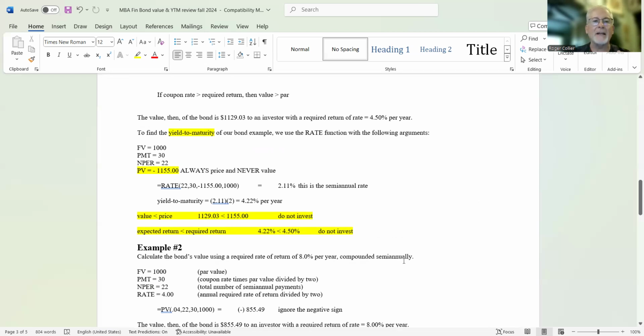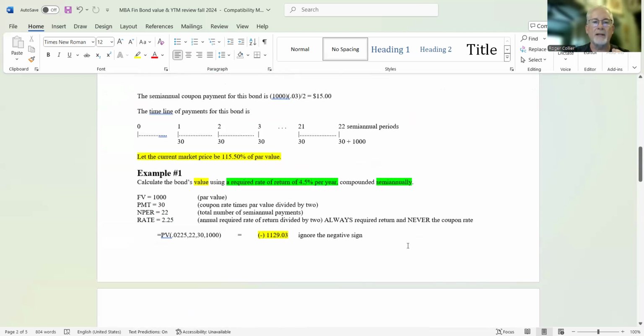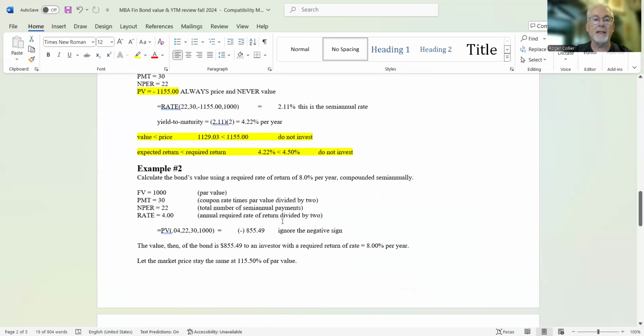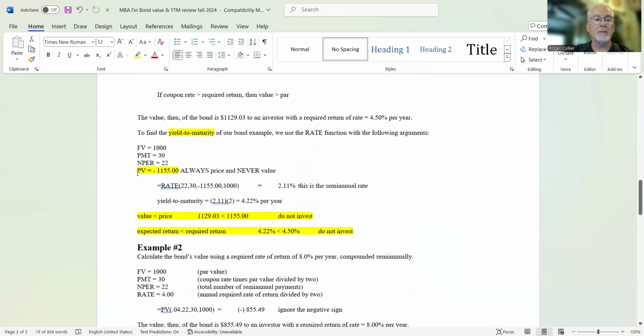All right. And I've added a couple things here that we need to be really, really careful about. When you're finding the value, the rate that you use is always the required return and never the coupon rate. If you put the coupon rate, you're always going to get 1,000 no matter what. So what goes there is the required return and never the coupon rate. And when you're calculating yield to maturity, what goes here as present value is always the price and never the value.